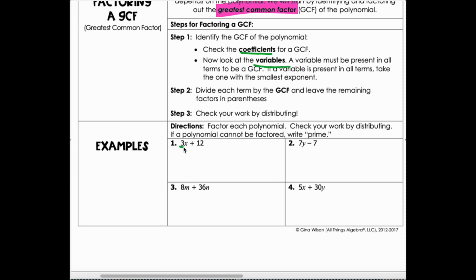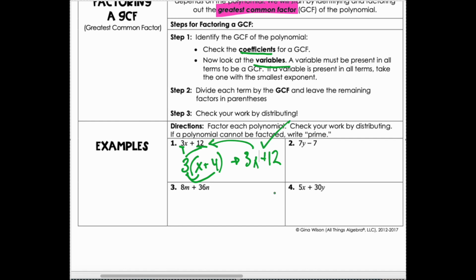If I look at my coefficients, I have 3 and 12. I can take a 3 out of my 3, and I can take a 3 out of my 12. If I pull that out, what is left behind? I'm left with an x in this first term. And then if I take a 3 out of the 12, I'm left with a 4. And of course, I can check my work by distributing. I'm going to distribute my 3 times my x and my 3 times my 4. 3 times x is 3x. 3 times 4 is 12. And that is the original question.